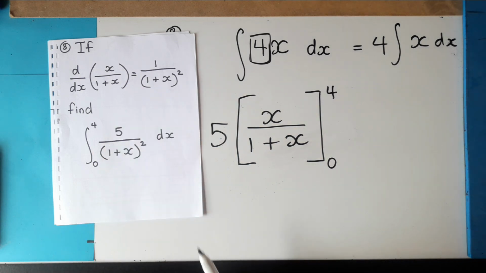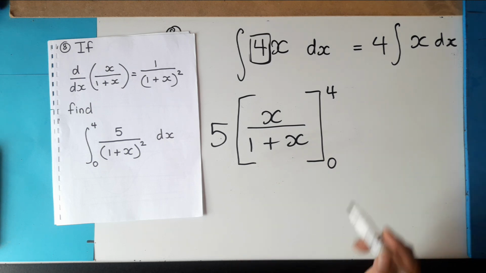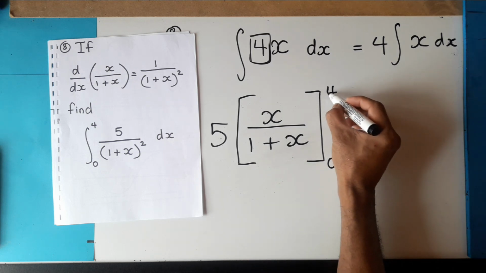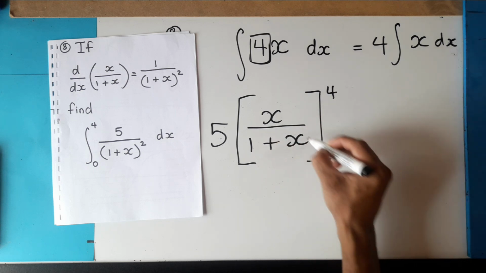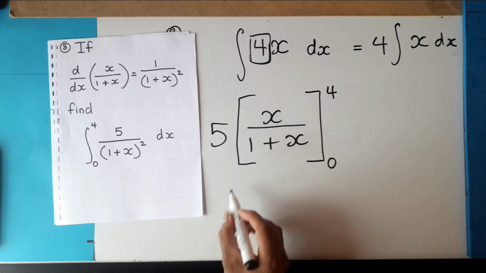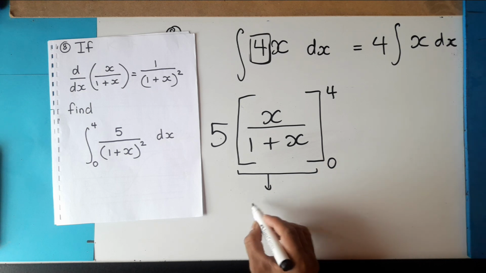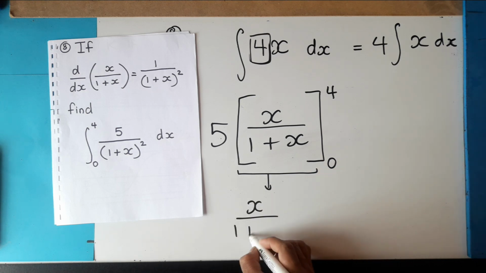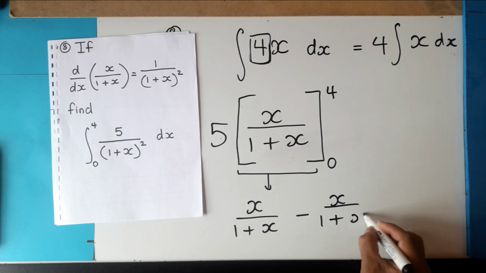Alright, so did I make any mistakes? No, x plus 1. Right, so it's just for us to work this out. We just have to replace all the x's inside here with 4. Then replace all the x's inside here with 0. Minus both of them. And then multiply by 5. So let's handle the brackets first. So that means we have x on 1 plus x minus x on 1 plus x.